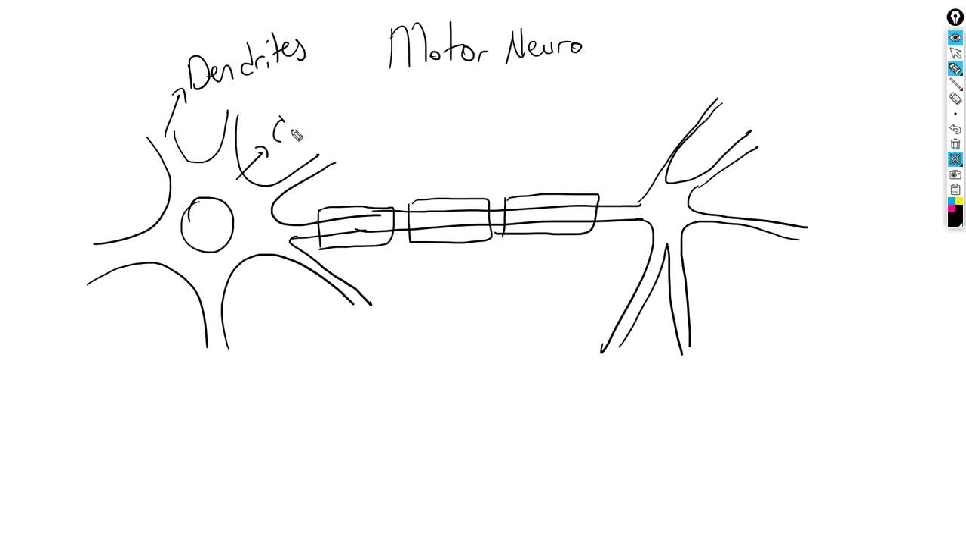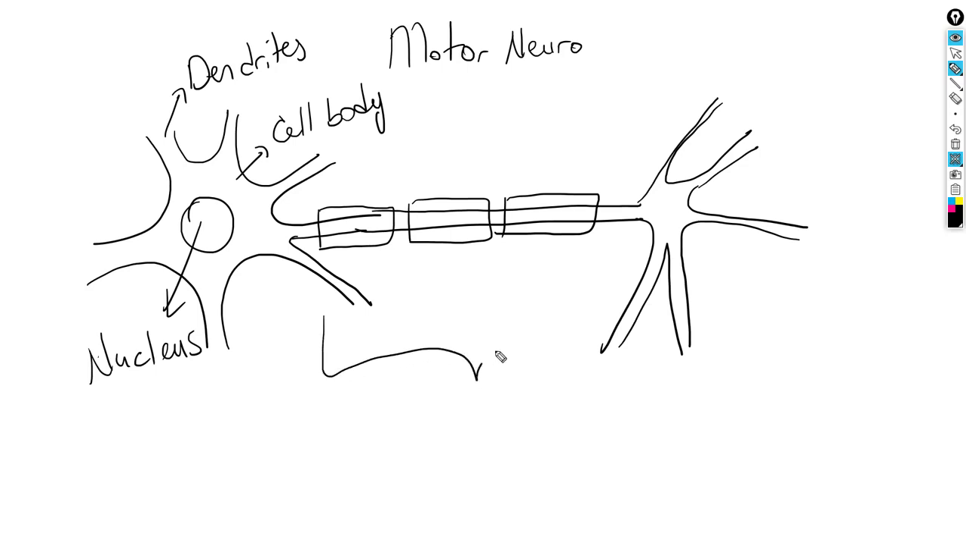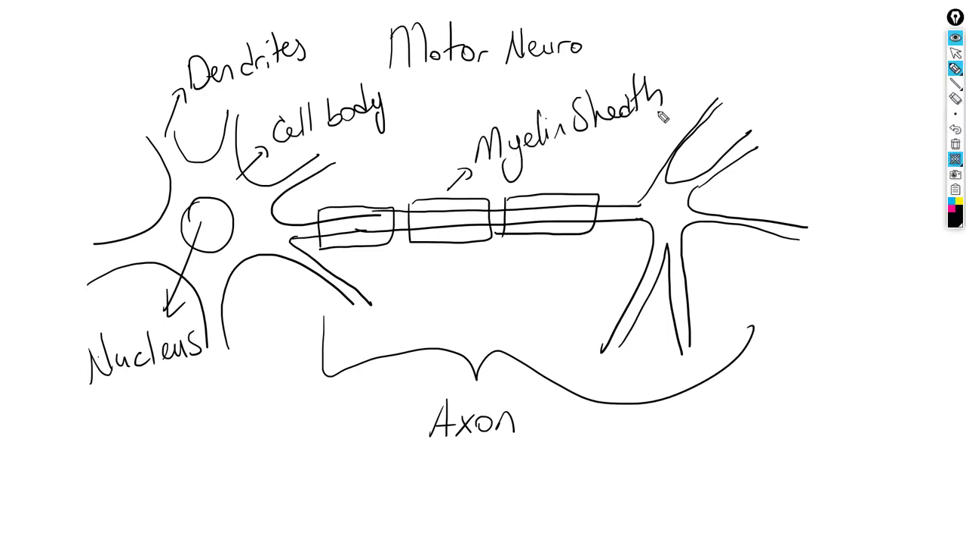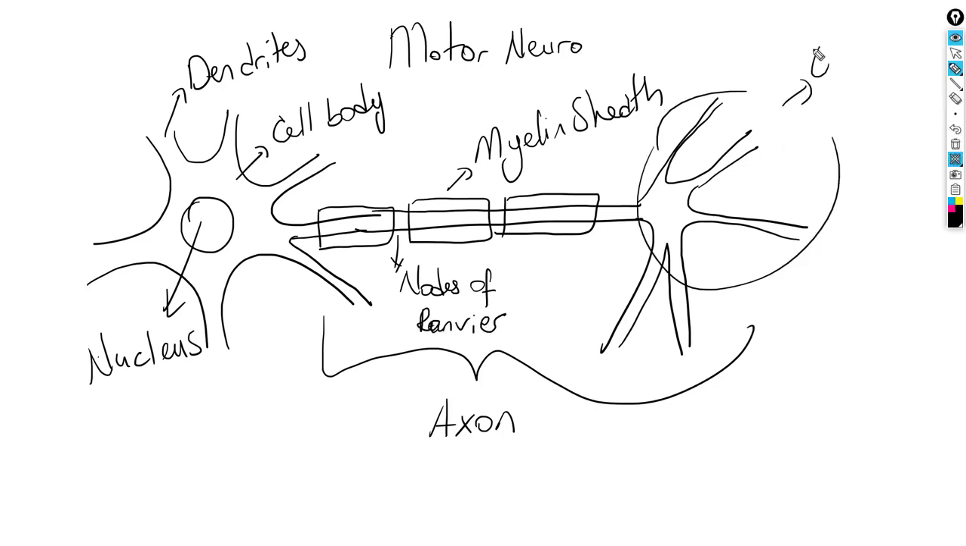Then the cell body. We can show the nucleus in the cell body, guys. And this part here is going to be the axon. Here is the myelin sheath. And gaps here, which are nodes of Ranvier. You can even put the last part of the axon, which is the end plate. These are the nerve endings which are filled with synaptic vesicles containing the neurotransmitters.